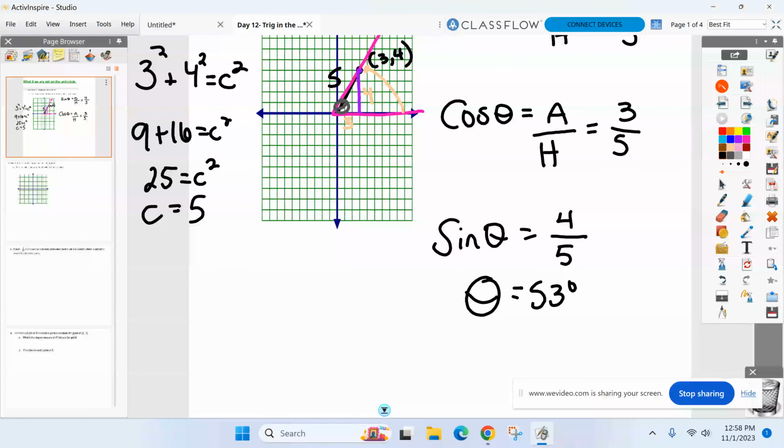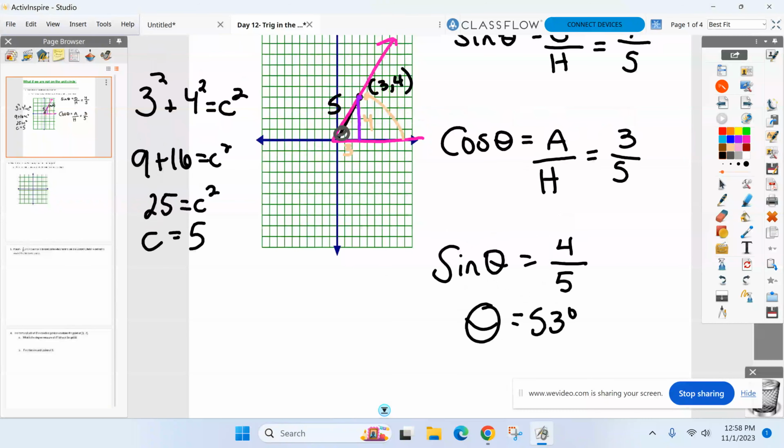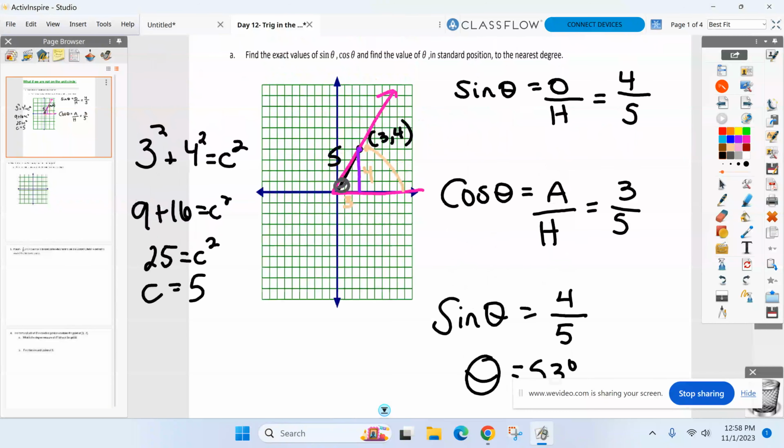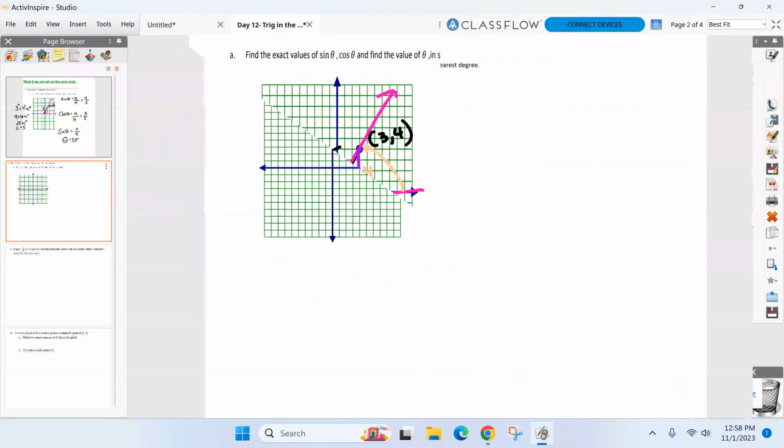So that's what we're going to start doing now: build a triangle, find the sine and cosine, and then find the angle. But we're going to be in different quadrants. How do I know both my answers were supposed to be positive? First quadrant, what's positive in the first? Everything. Keep that in mind because now we're going to switch quadrants. Let's go.